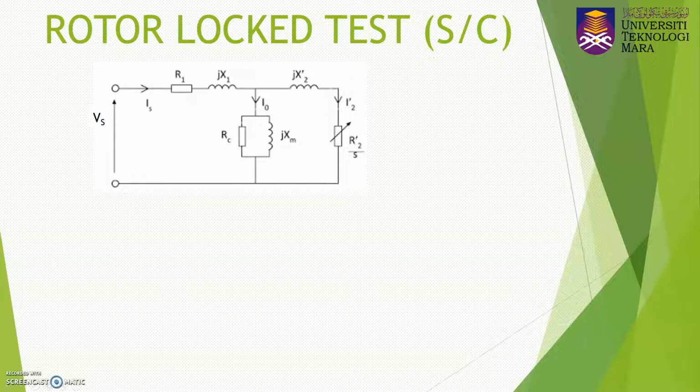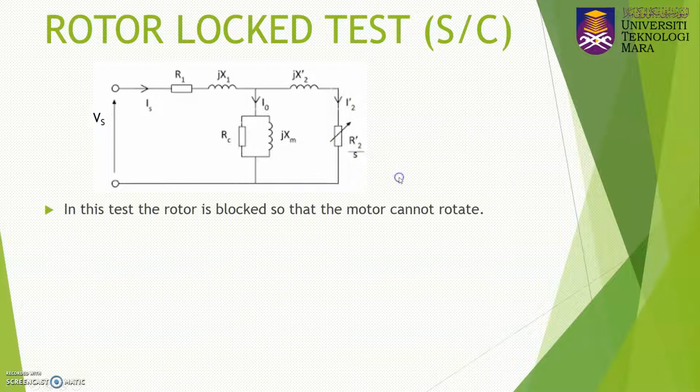If you refer to the equivalent circuit of the induction machine, for the short circuit test we just short circuit the rotor part here. In this test, the rotor is blocked so that the motor cannot rotate, so that's why we call it rotor lock. We lock the rotor so that the rotor becomes standstill.